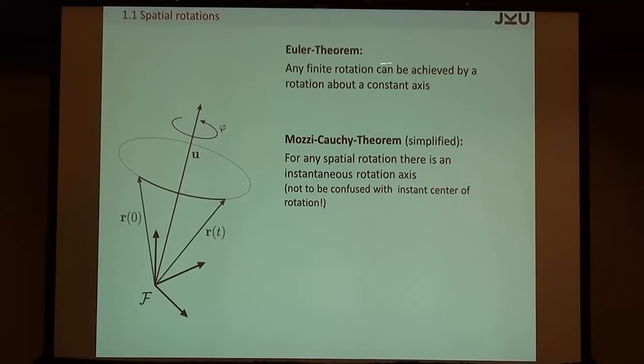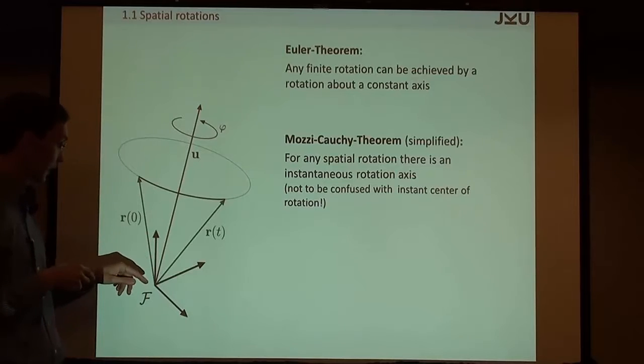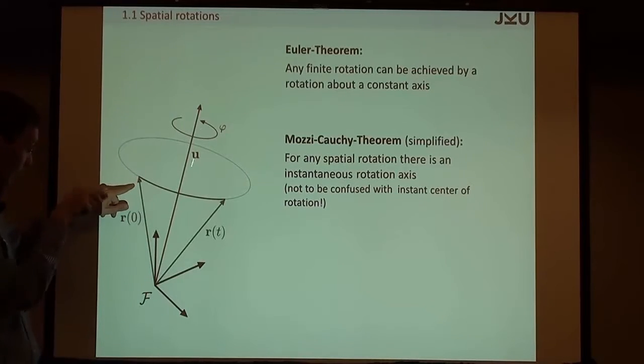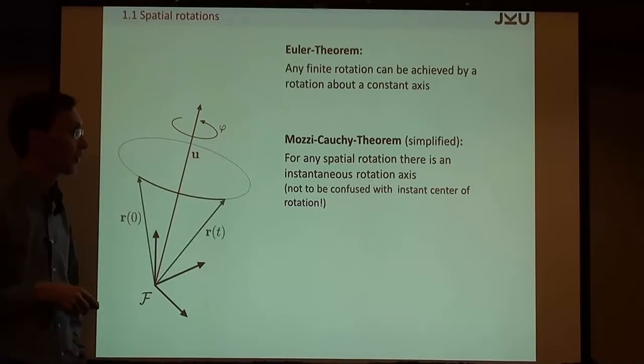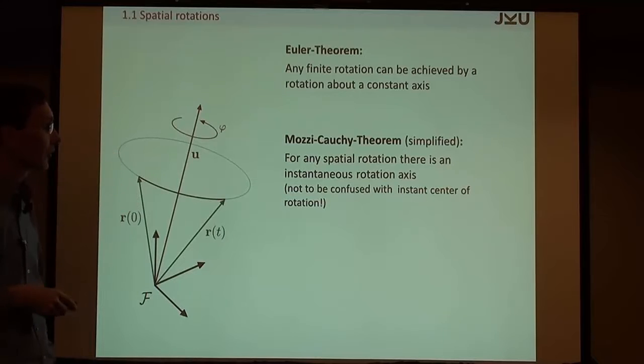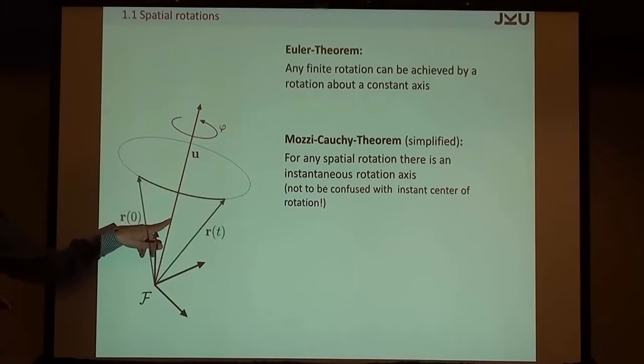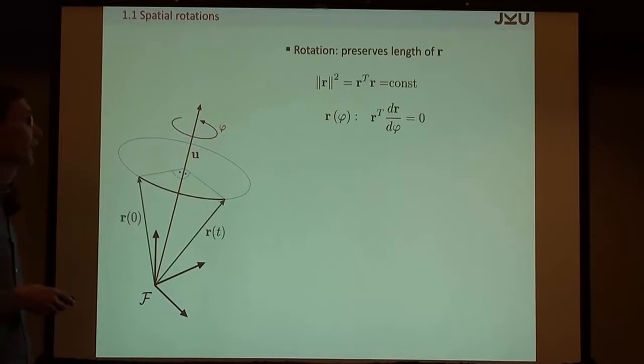And this is Euler's theorem. Euler's theorem says that any finite rotation can be achieved by a rotation about a certain fixed axis, and that's important, a fixed axis, and an angle. If you rotate about this vector, this rotation axis u, then that vector goes from here to here. That makes perfect sense. And there is a corresponding theorem, which is an instantaneous theorem, that says that if this is not constant, there is also an instantaneous rotation axis that does this.